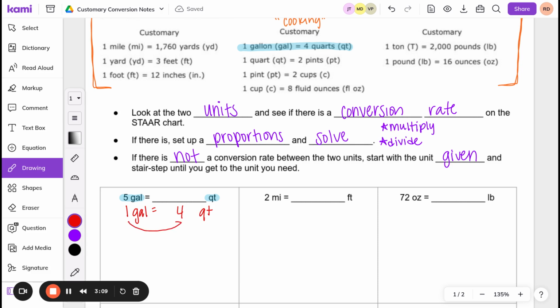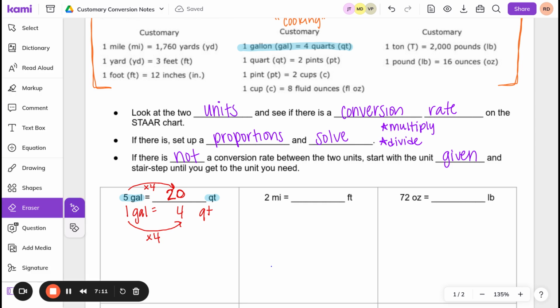So to turn a 1 into a 4, we're getting bigger. So we're going to multiply. More specifically, we're going to multiply by 4. Whatever we do to the bottom, we do to the top. And 5 times 4 means there would be 20 quarts in this example. Okay. Problem number 2, same thing.